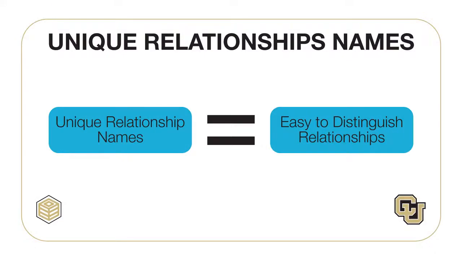The name consistency rules do not require unique relationship names because participating entities provide a context for relationship names. However, it is good practice to use unique relationship names as much as possible to make relationships easy to distinguish.